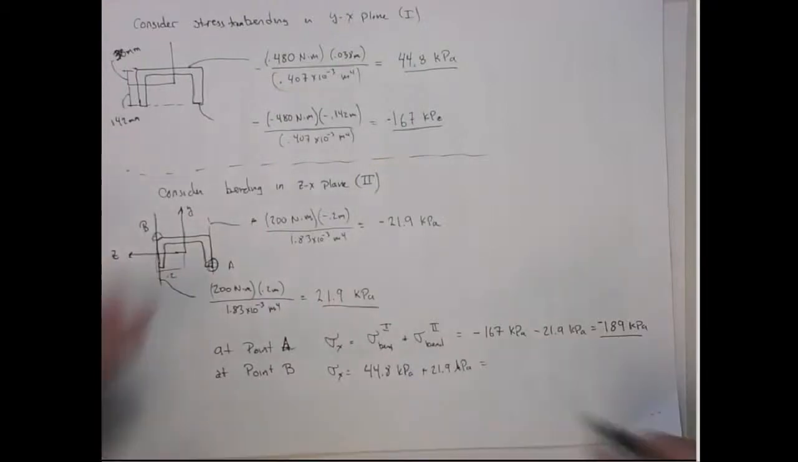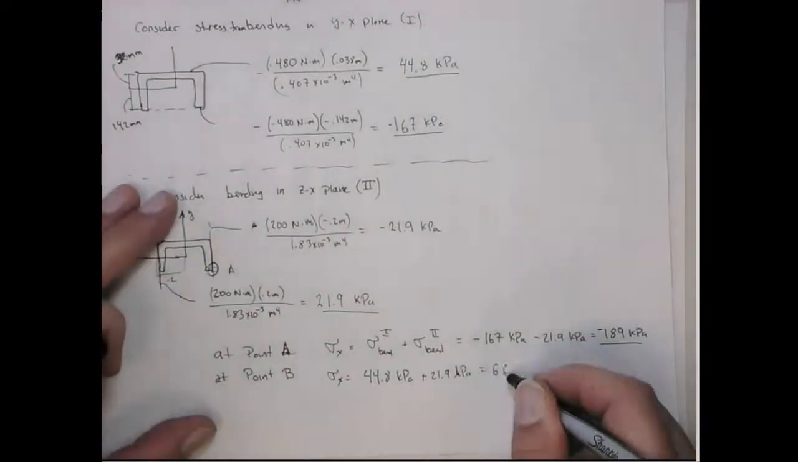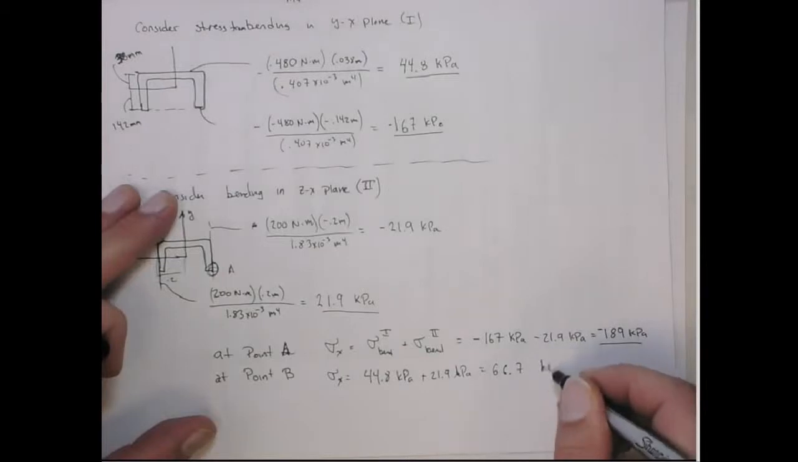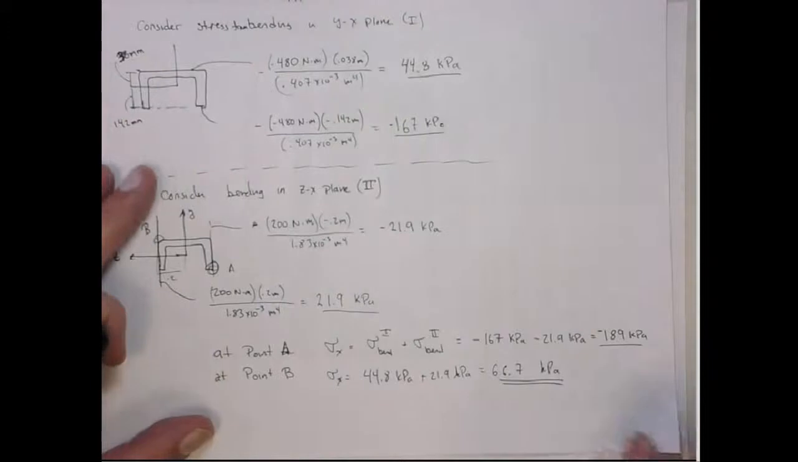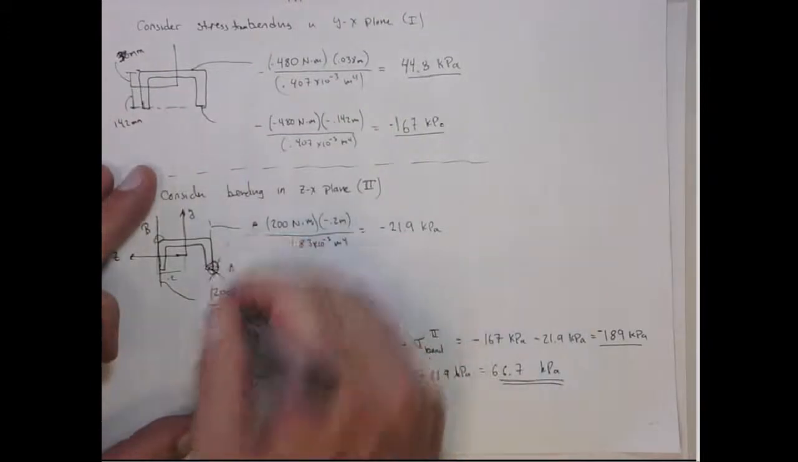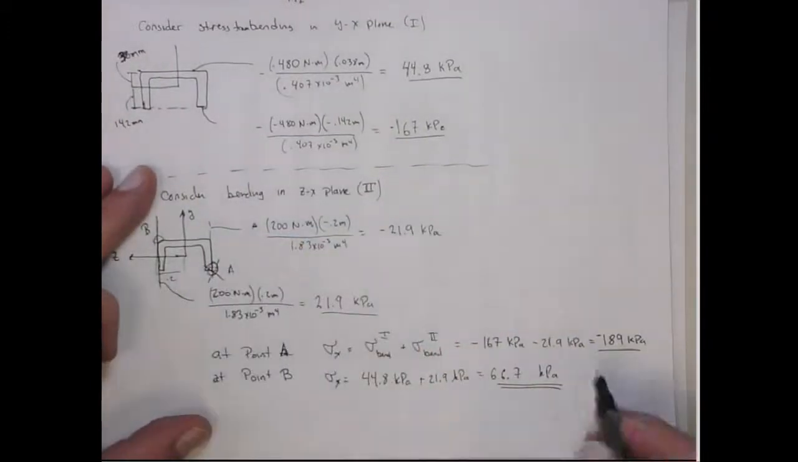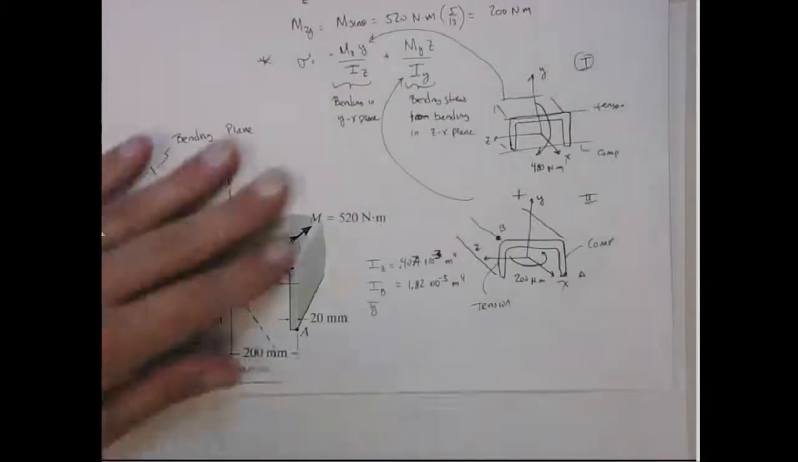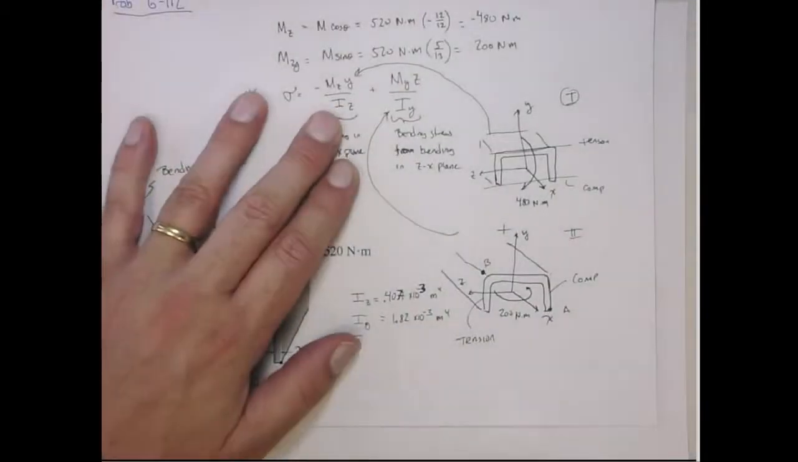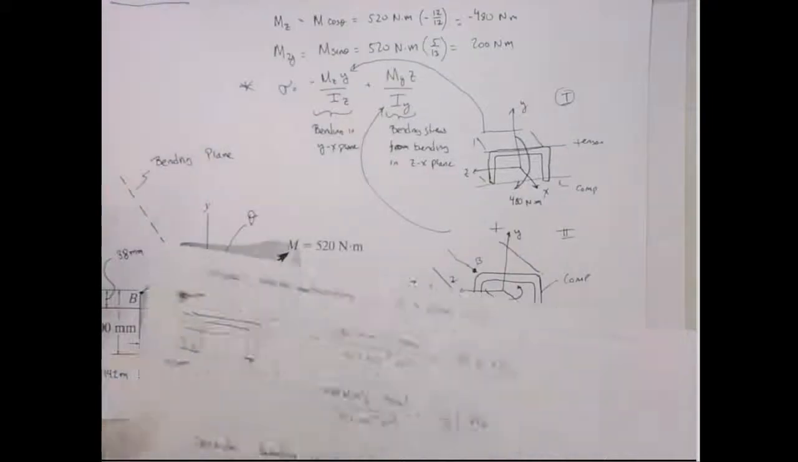a positive 66.7 kilopascals. So in this situation, the maximum stress is here at point A, and it's a compressional stress of 189 kilopascals. Okay. Now let me do it by directly applying this formula. Now that you kind of see where that comes about, right?